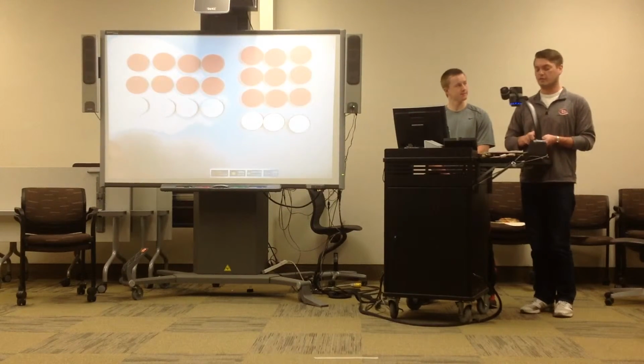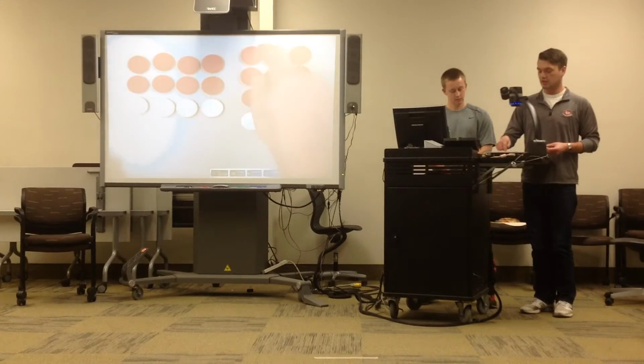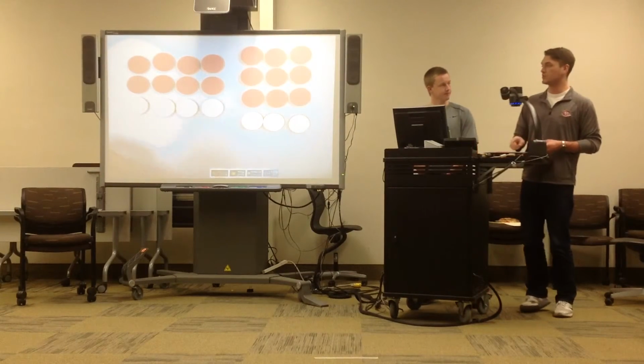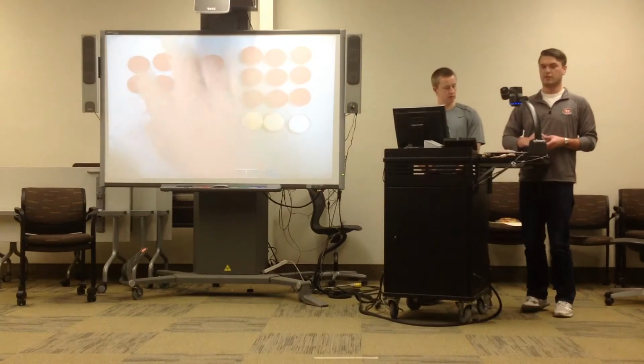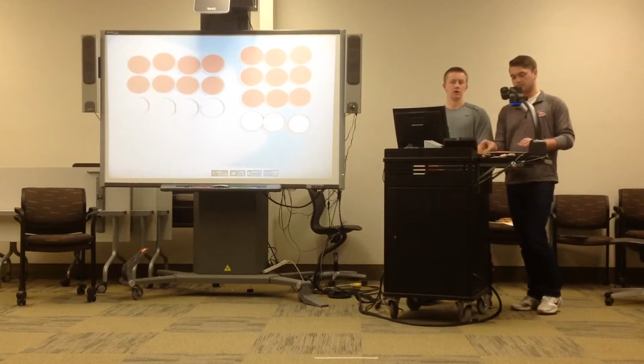So now we can figure out how many red we have out of 12. So we have 1, 2, 3, 4, 5, 6, 7, 8, 9, 10, 11, 12, 13, 14, 15, 16, 17. So 17 over 12 is the fraction we get when we add 2/3 plus 3/4.